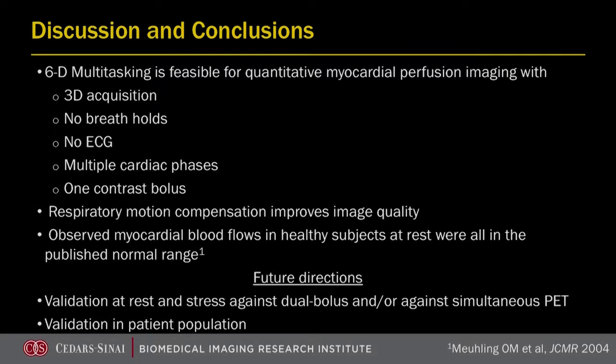So the next step, of course, is a thorough validation of this in rest and stress against either dual bolus or against simultaneous PET on a PET-MR scanner, as well as validation in a patient population. Obviously, there's not a whole lot to see in normal at rest.